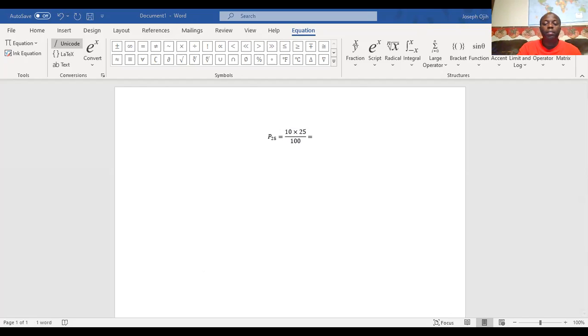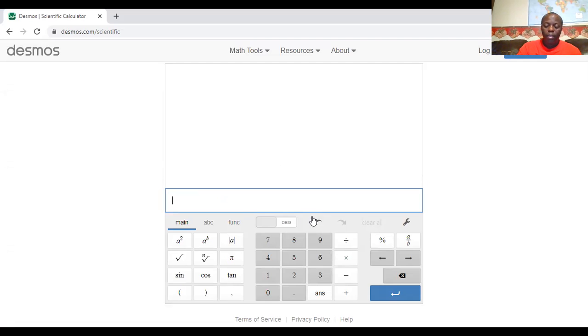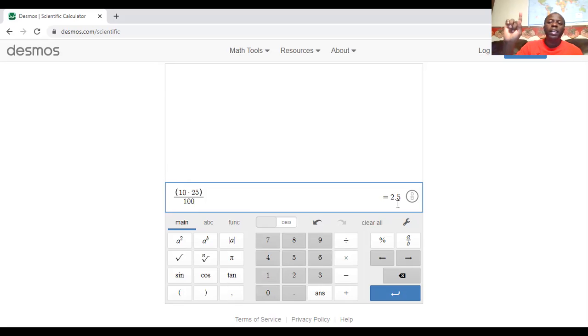Desmos. We got, clear this. 10 times 25, divided by 100. 2.5. Now, this is very important. Whenever you have an answer like this, an answer that has a decimal part, go to the next number.